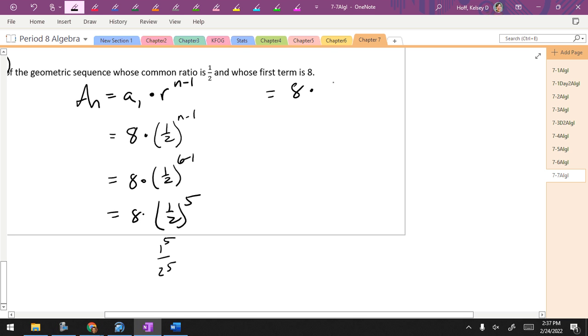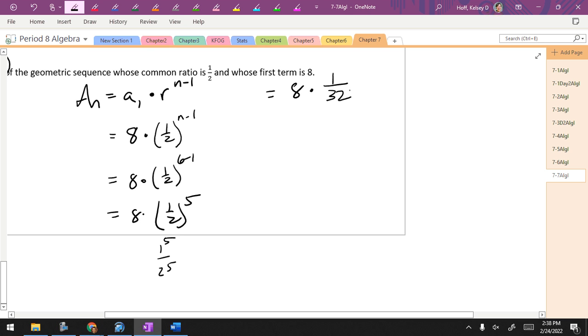1 to the 5th is, don't you dare pick your calculators up. You need 5 of them. 2 times 2 times 2. Start over. Don't shout out loud. Don't shout random things. 2 times 2 times 2 times 2 times 2. 32. 1/32.